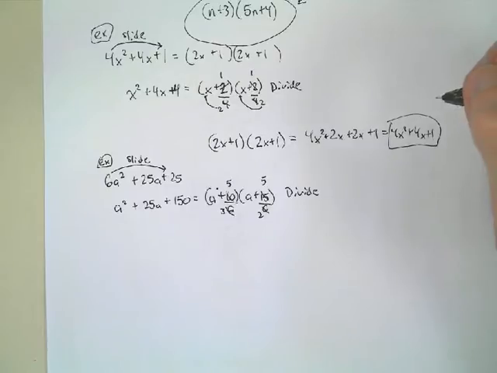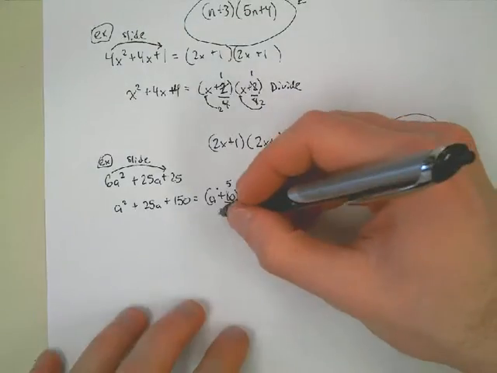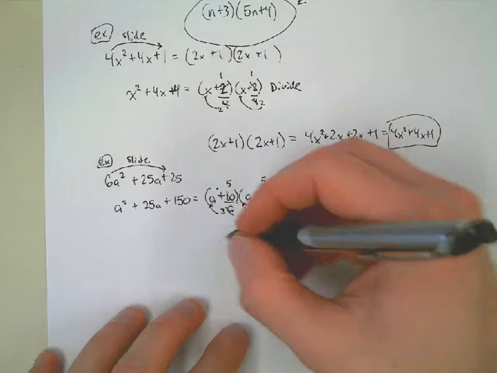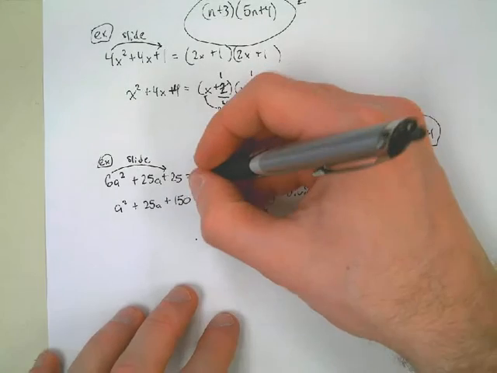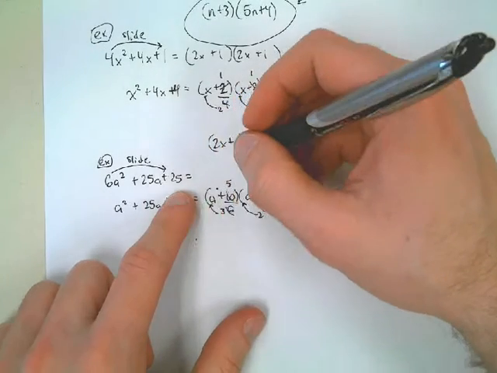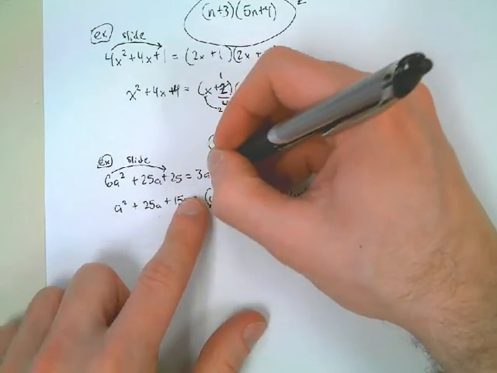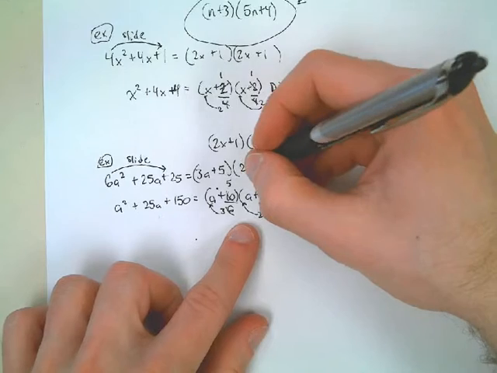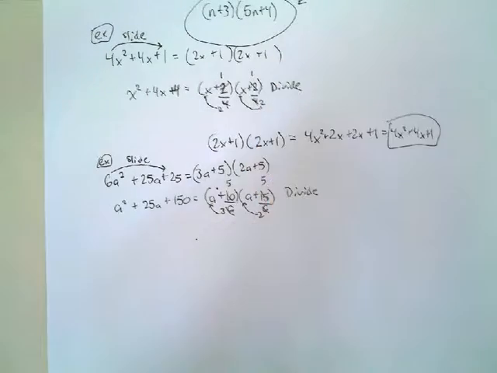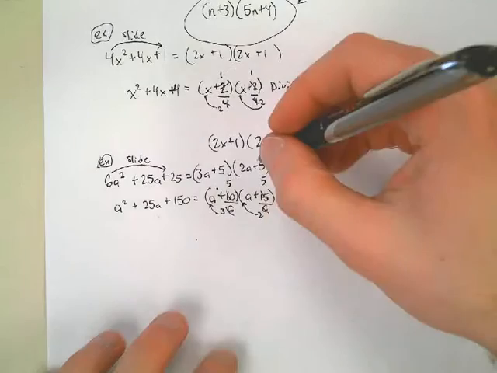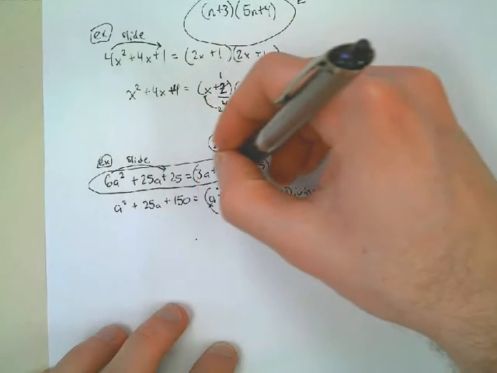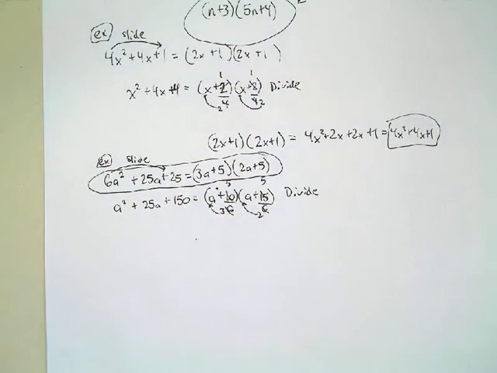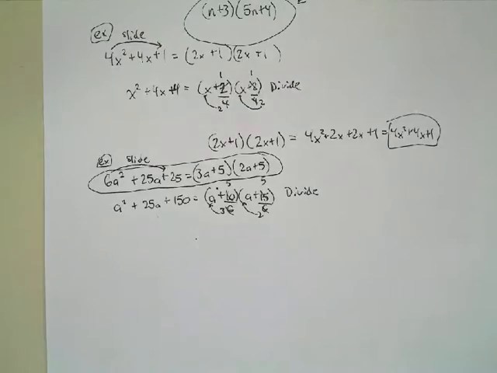Yes, okay. And so then we slide out those denominators there, and so we end up with this 6a squared plus 25a plus 25 being equal to 3a plus 5 times 2a plus 5. And there it is factored. Okay. So that's that.